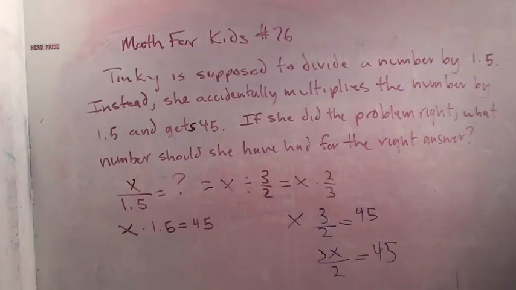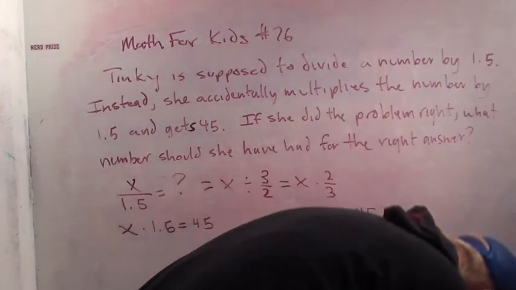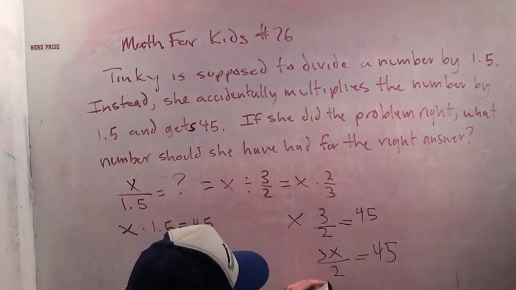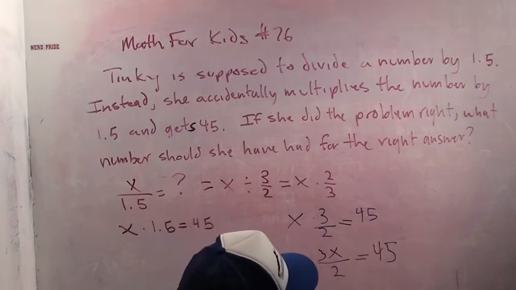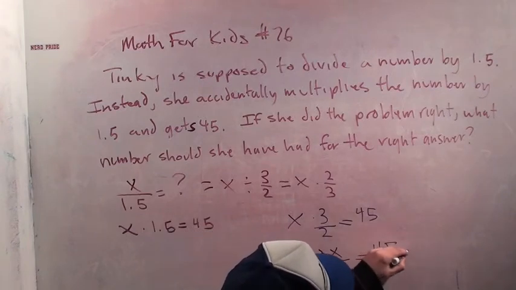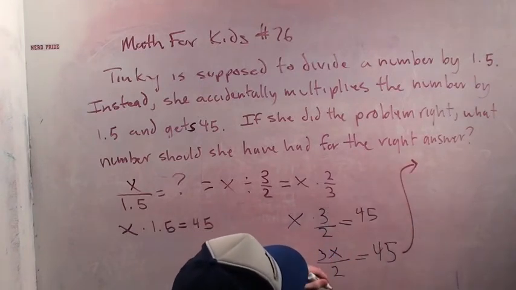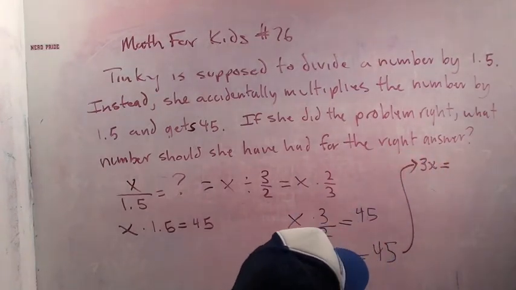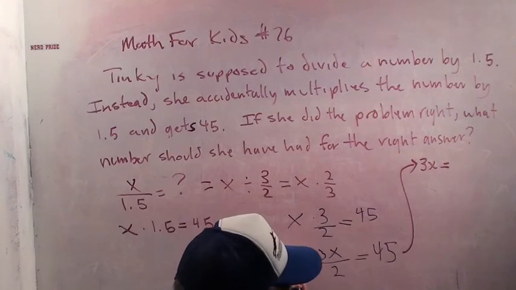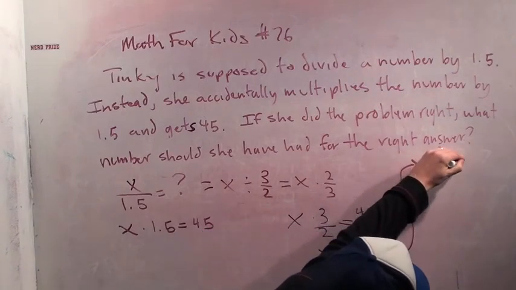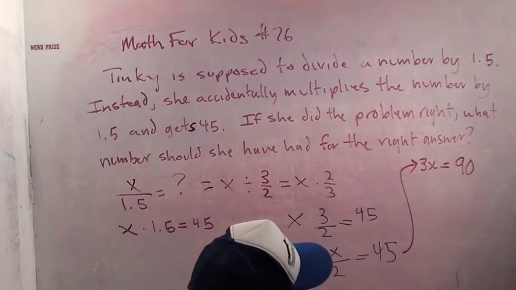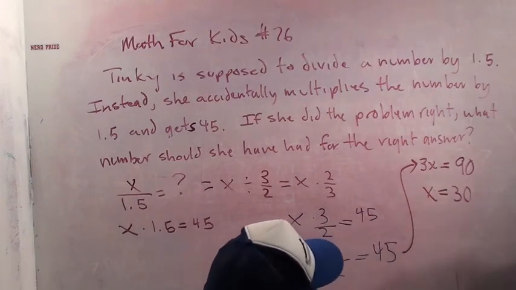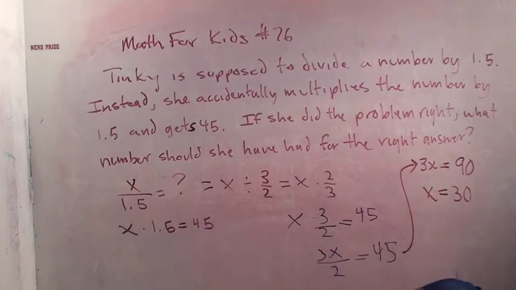That's great. What you do is you multiply both sides by 2 to get rid of the 2 here, right? So this says that 3x, I'll write it up here because we're a little low on room, equals what? Equals 90. X equals 30. How did you figure that out? 90 divided by 3. Great. So now we have x equals 30.